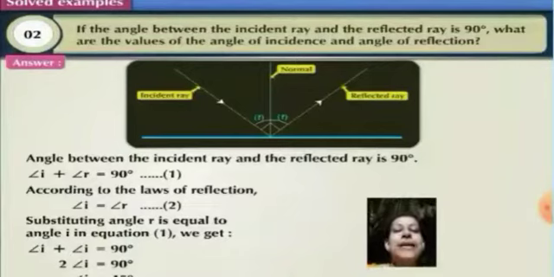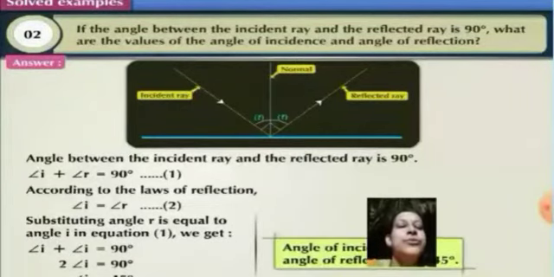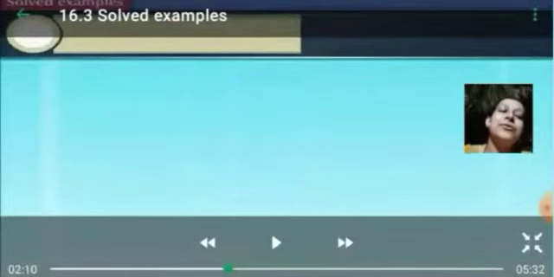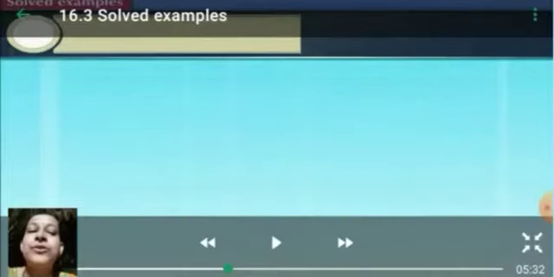Now we know that according to equation number 2, angle of incidence and angle of reflection are 45. Why? Because according to the law of reflection, we know that angle I is equal to angle R. Therefore, since angle I is 45 degree, angle R also will be equal to 45 degree.